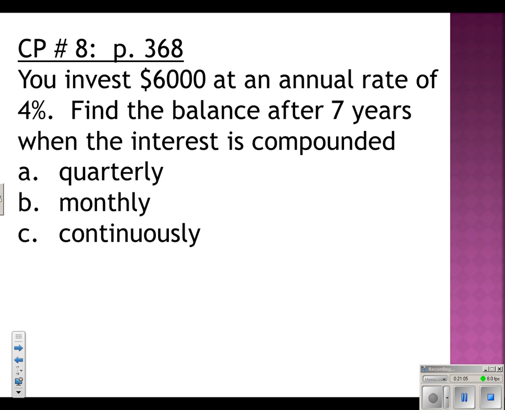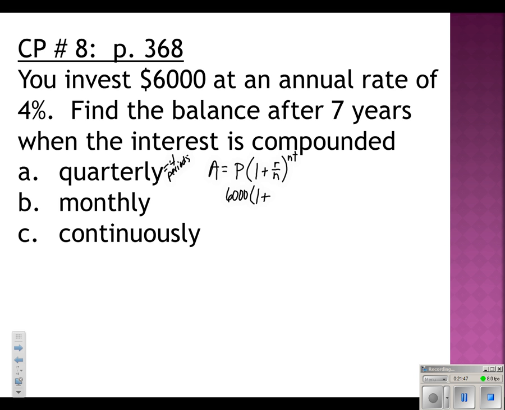All right, so an example, checkpoint number 8. You're going to invest $6,000 at an annual rate of 4%. Find the balance after 7 years when the interest is compounded quarterly, monthly, and continuously. So if we're going to compound it quarterly first, let's take a look at that. So I have A is equal to P times 1 plus r over n raised to the nt. Now quarterly means you have 4 periods. So you break your year down into quarters. There's 4 of them.